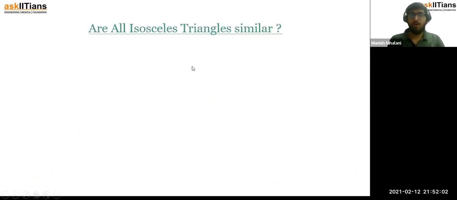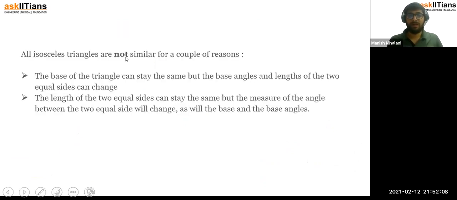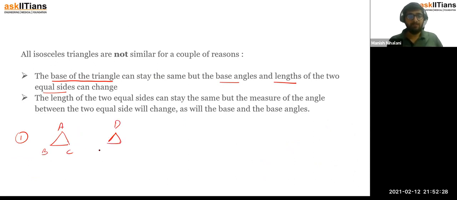And as we saw, are all isosceles triangles similar? So we said no, all isosceles triangles are not similar for a couple of reasons. That is, the base of the triangle can stay the same, but the base angles and lengths of two equal sides can change. So for the first reason, as we saw earlier, triangle ABC and triangle DEF, although both could be isosceles, BC could be equal to EF, but do you really think that the other two sides will also be equal, or will they always be the same? So we said no.